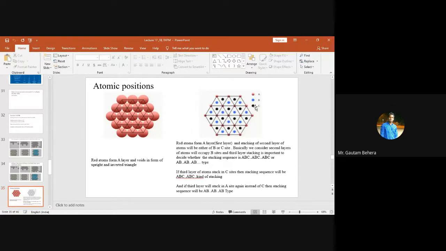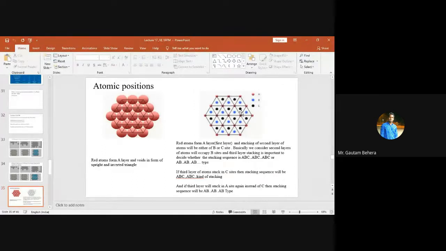It is okay. So first of all, you will have an A layer of atoms, which are the red atoms shown in the figure. And the second layer of atoms which sits on the A layer will go either into the B sites or C sites. And we assume the second layer of atoms always goes to the B sites basically. So that means the A layer of atoms will be there, then the B layer of atoms will be there. It is okay up to this.